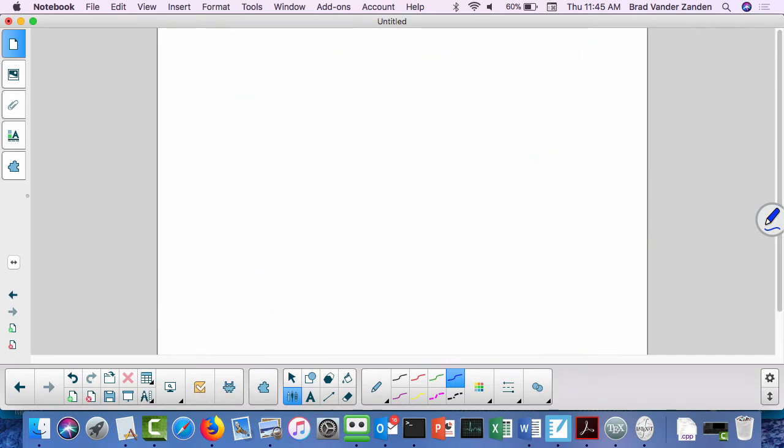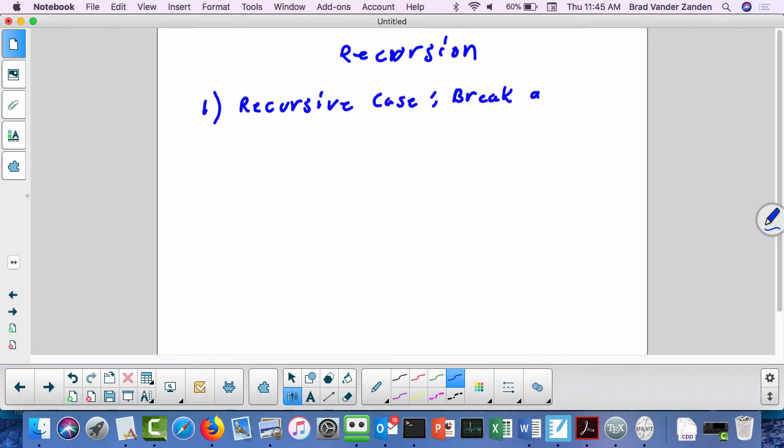Okay, so recursion essentially has three steps. Okay, it has what we call the recursive case, where you break a problem into one or more smaller, the key word here is smaller, but otherwise identical tasks. So the only difference is the input to each subtask is different.